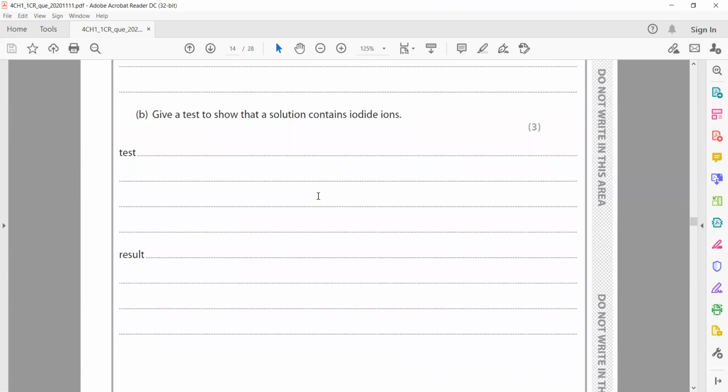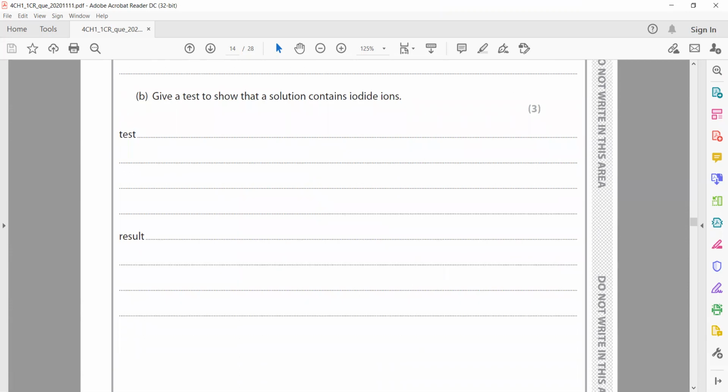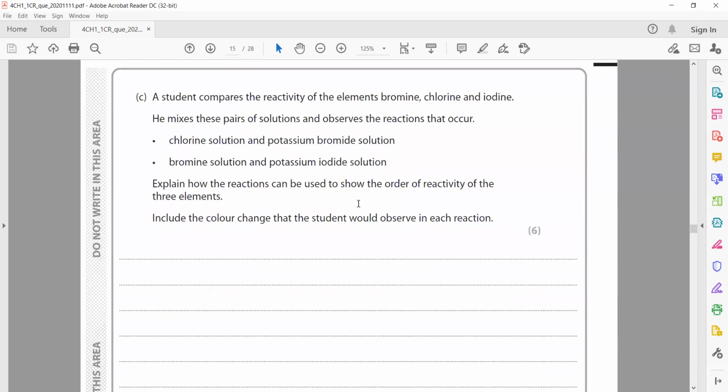Give a test to show a solution contains iodide: add acidified silver nitrate, or add dilute acid followed by silver nitrate. Then it will form silver iodide, which is a yellow precipitate.